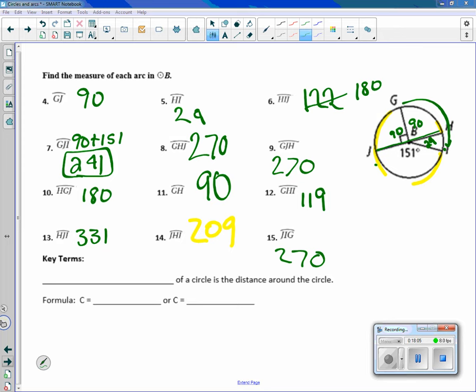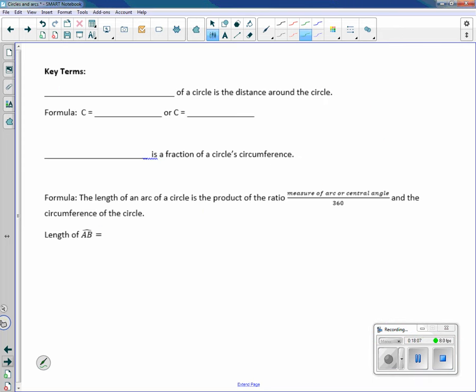I think I wrote it over here. A circumference of a circle is the distance around the circle. It is the length around the circle. Circumference. I love food, so let's talk pizza.